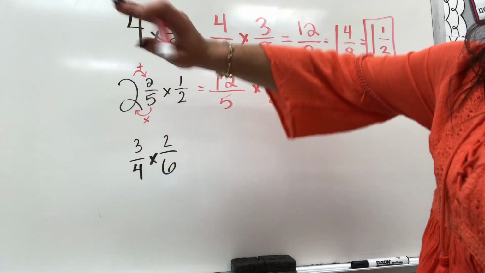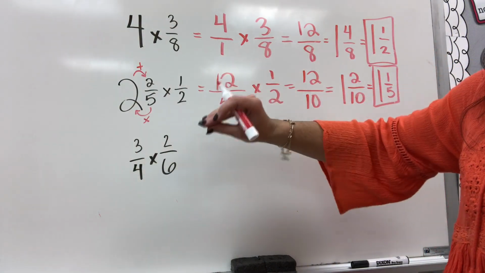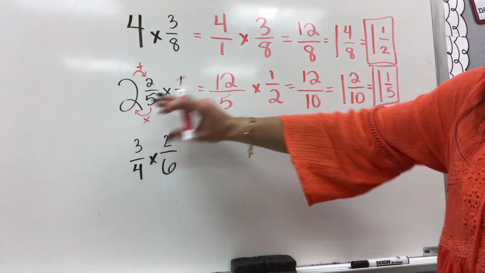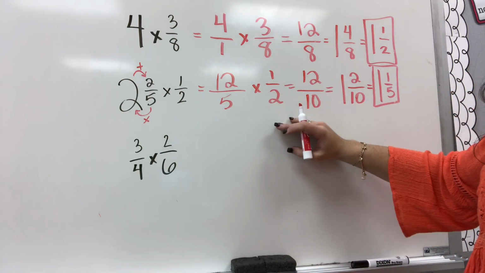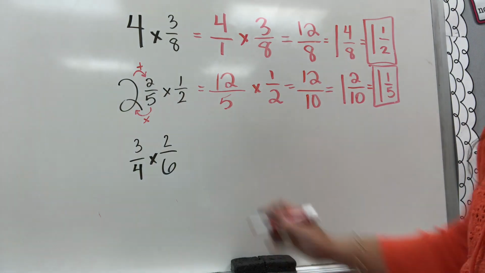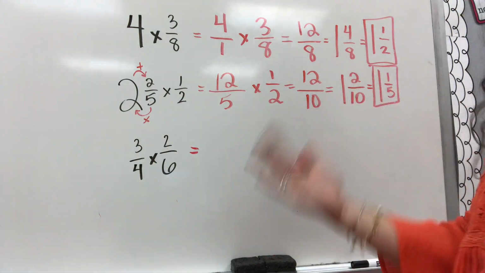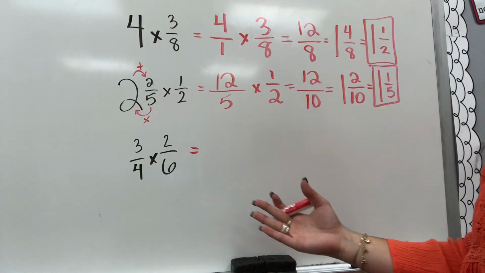So with mixed number times fraction, the main component of this, in order to set it up, is to change that mixed number into an improper fraction first and multiply straight across. All right, let's look at our last one. This is the most basic because it's already set up for you, and you simply multiply across.